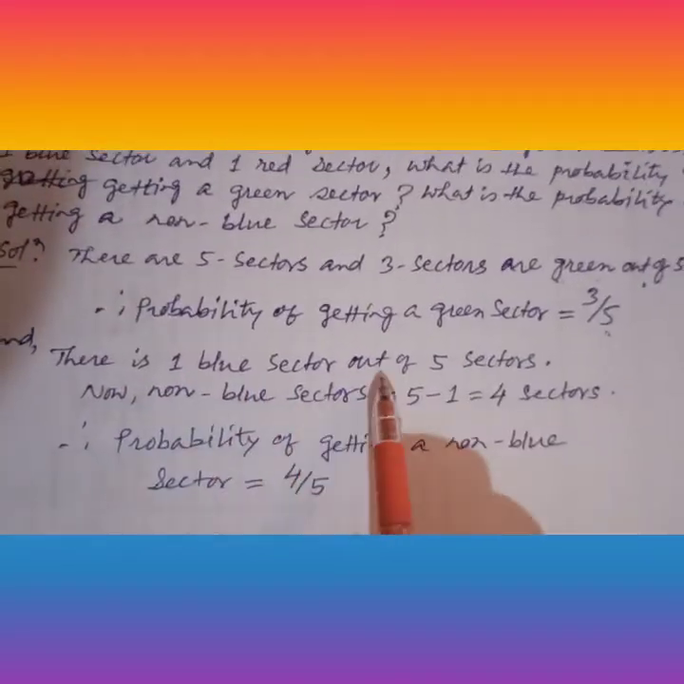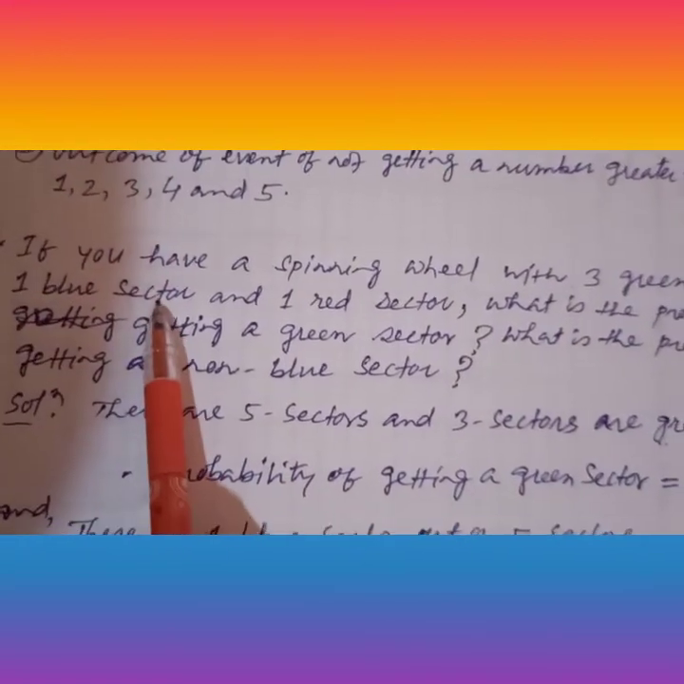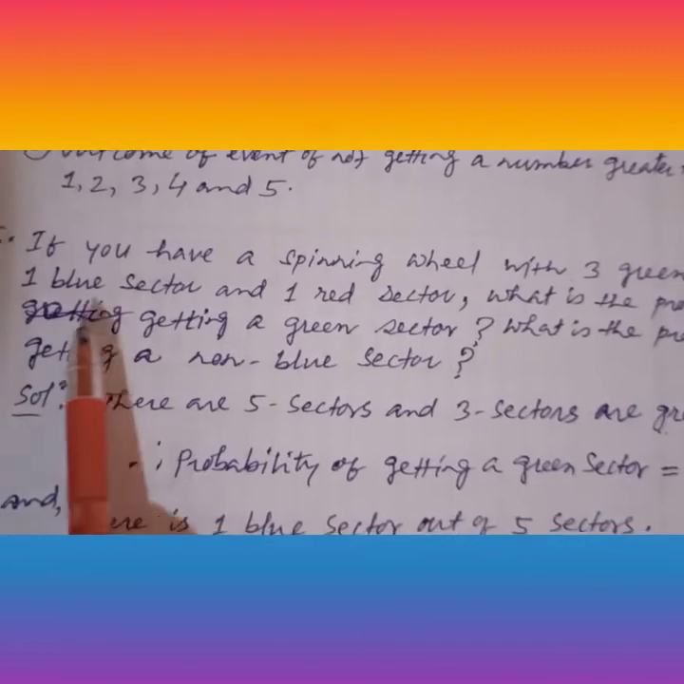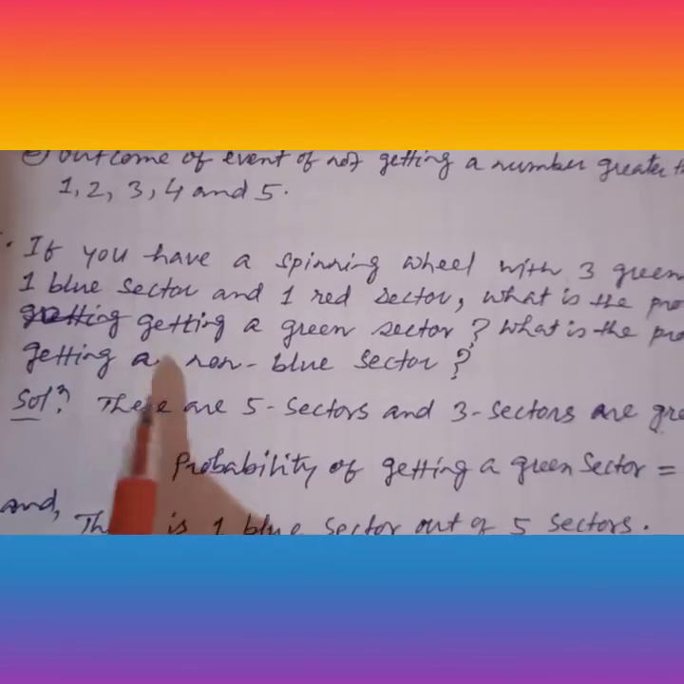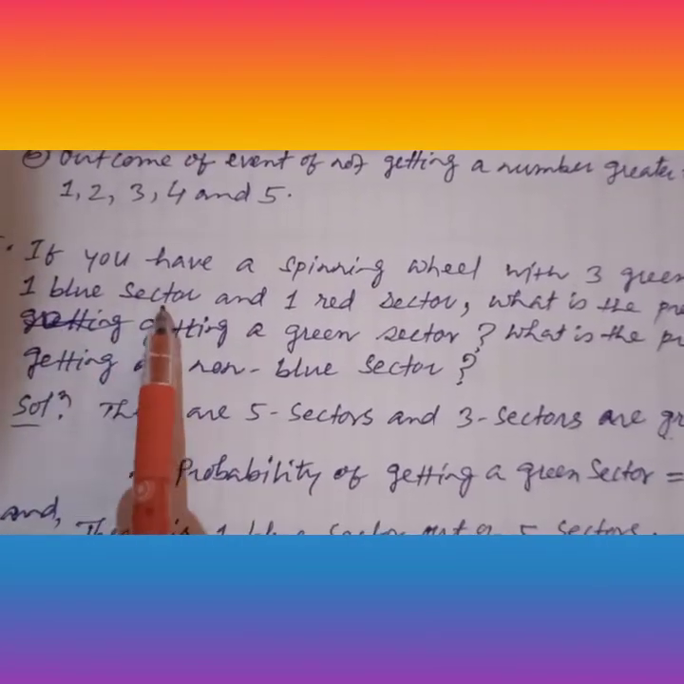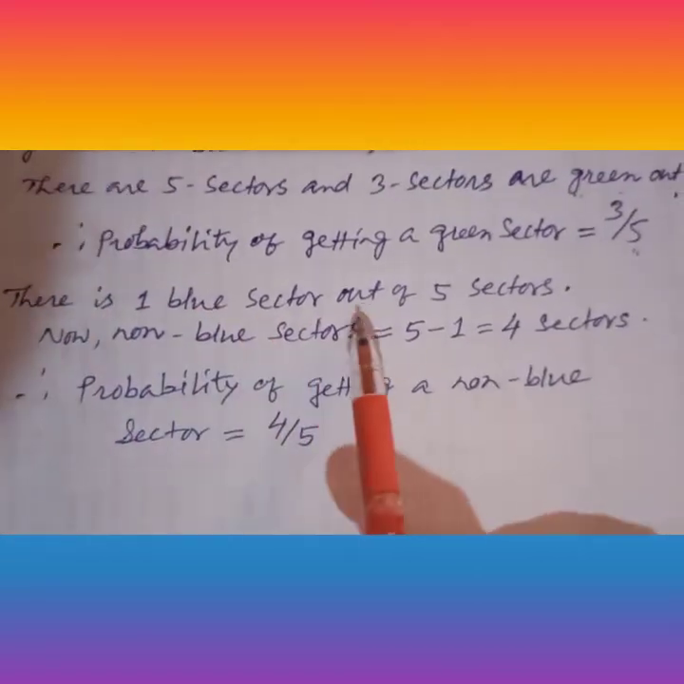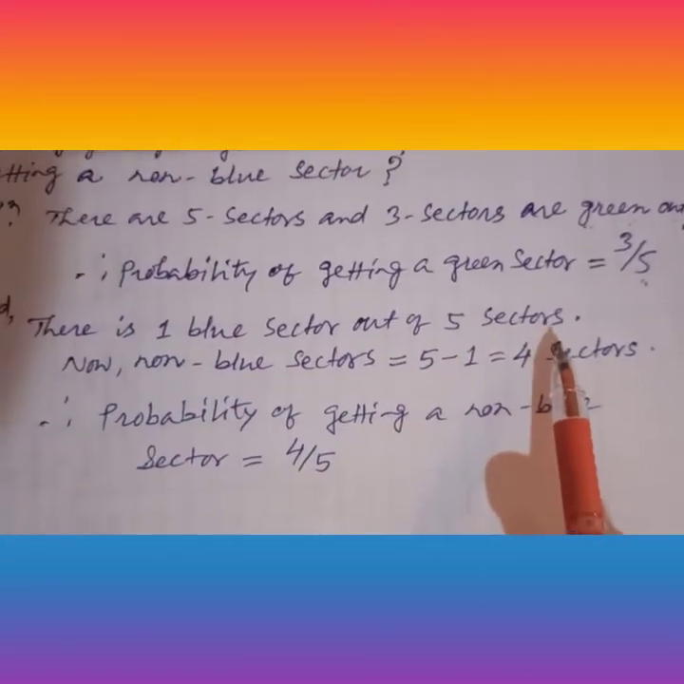There is 1 blue sector out of 5 sectors. This is given here. See, 1 blue sector is given. The question is mentioning this properly, so from the question we have to find this out. The blue sector is 1, so you write there is 1 blue sector out of 5 sectors. The total sectors is 5, so you write 5.